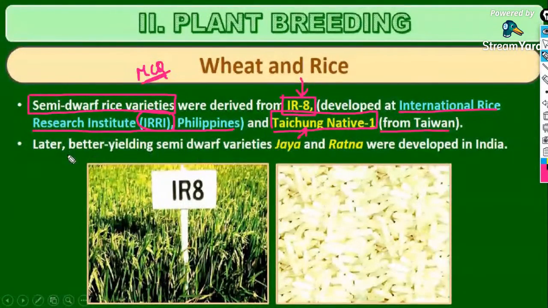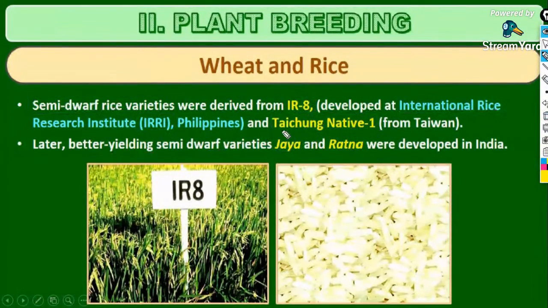Better yielding and semi-dwarf varieties such as Jaya and Ratna were also developed. So what are the things that you have to study over here? IR8, Taichung Native 1, Jaya and Ratna. So these four terms, which are the semi-dwarf varieties of rice, you have to study. Match the following question for your NEET examination.